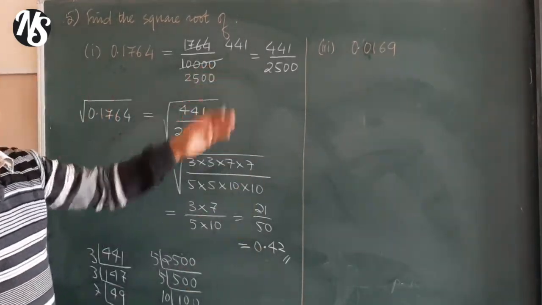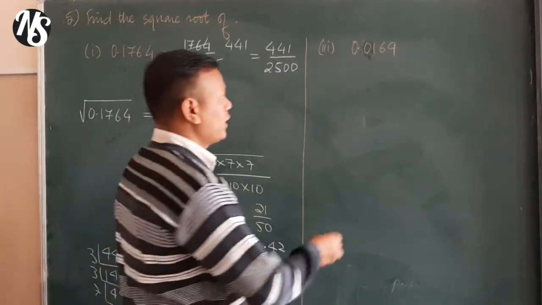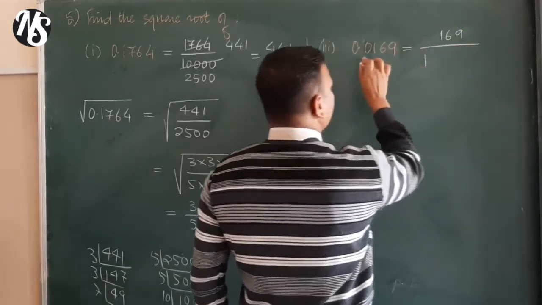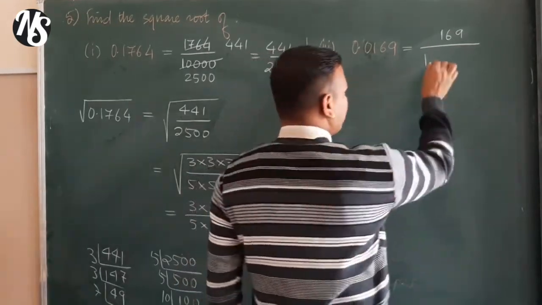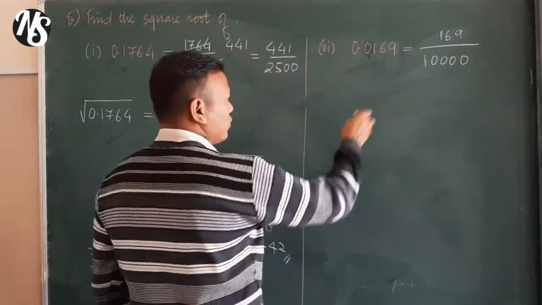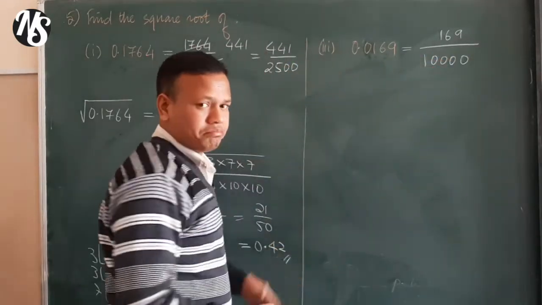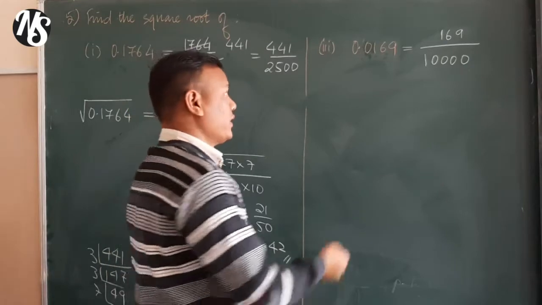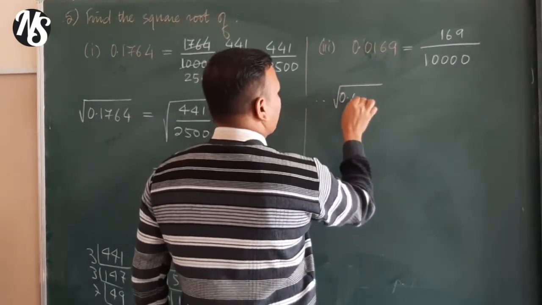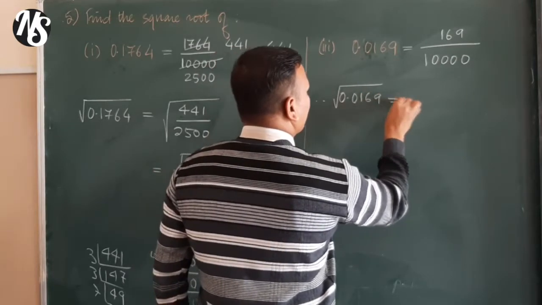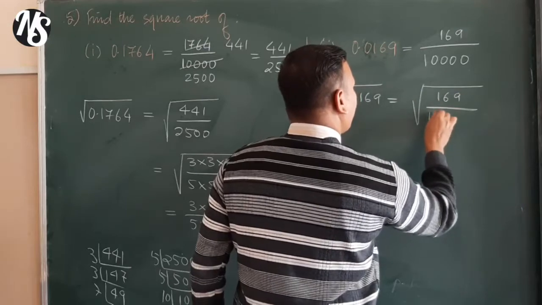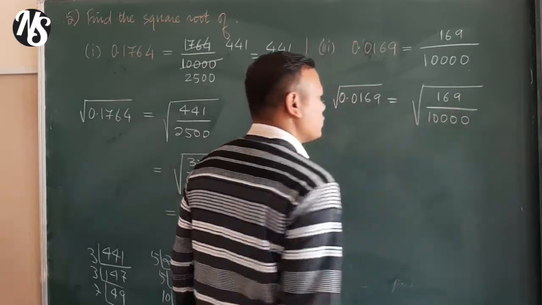Okay, let's have a look at the next question. Similar question is there. So can I write this as 169? Now after the decimal there are 4 digits, so there have to be 4 zeros, right? Can I cancel them like this? No, I won't be able to, isn't it? So therefore we can directly find the square root. So the square root of 0.0169 will be equal to the square root of 169 by this much, right?